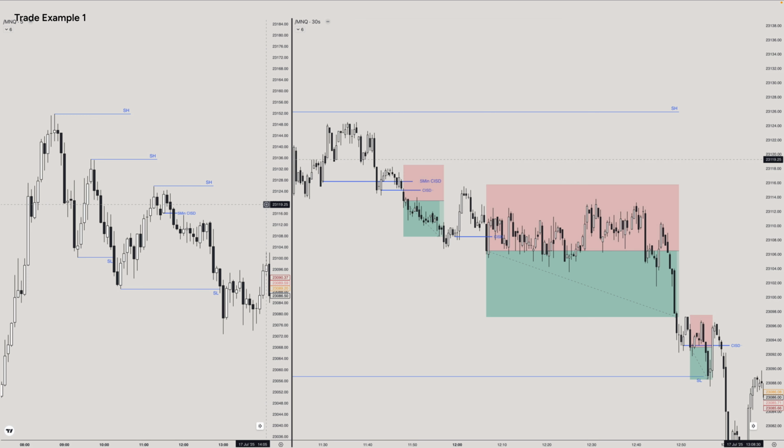We let price make its pullback. We wait until this bearish candle closes below. As soon as this bearish candle closes below our CISD line, that is our cue to enter the trade. We enter the trade right away. I usually use a market order because it goes so fast. So we market into the trade.